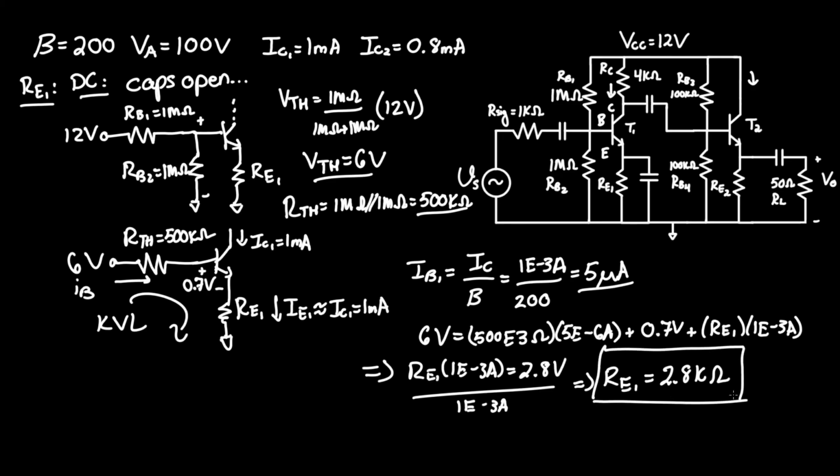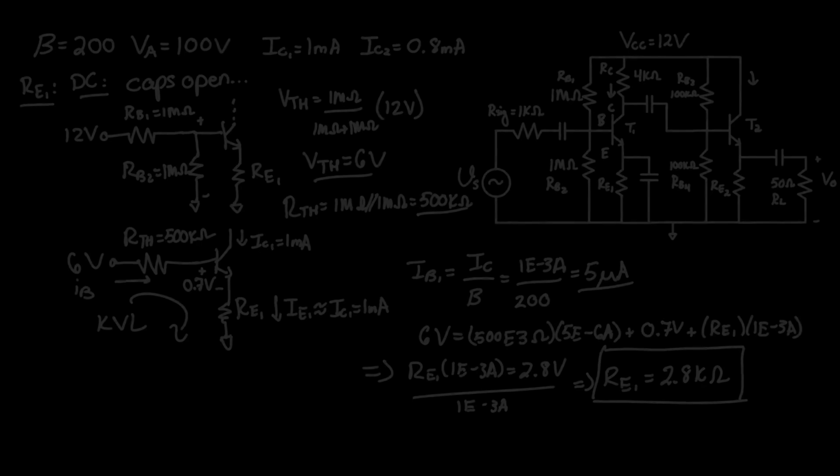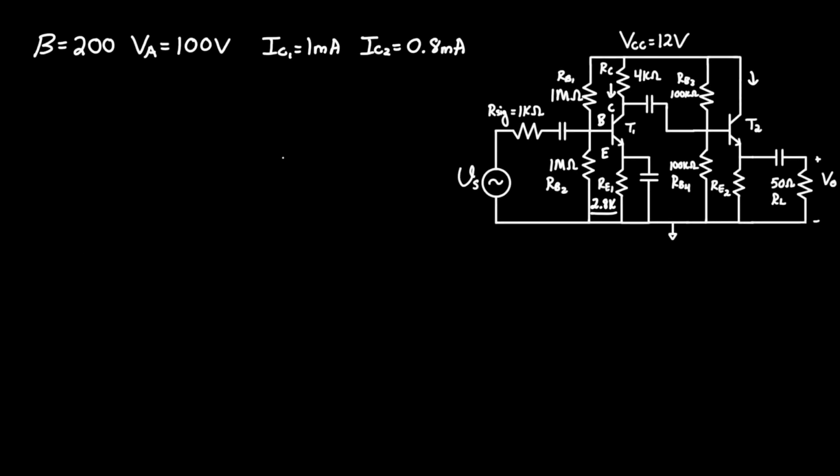We now must repeat this process for RE2. Moving on to RE2, we must do the exact same thing as before, in which we perform DC analysis where capacitors are open. But this time, everything to the left of this capacitor doesn't matter, and everything to the right of this capacitor doesn't matter. So now we're only focusing on T2.